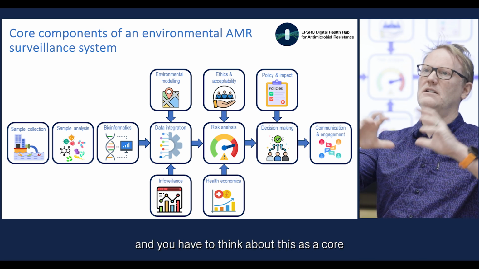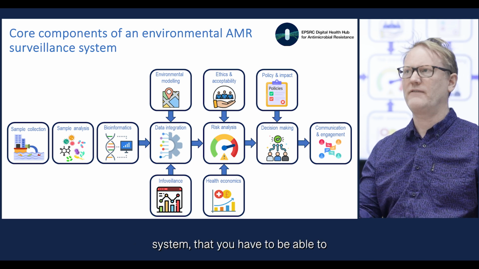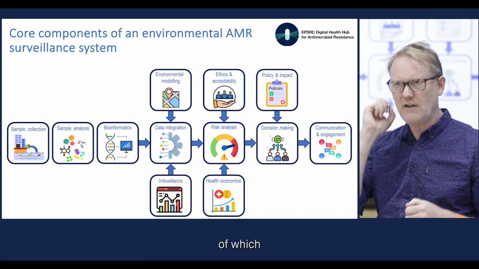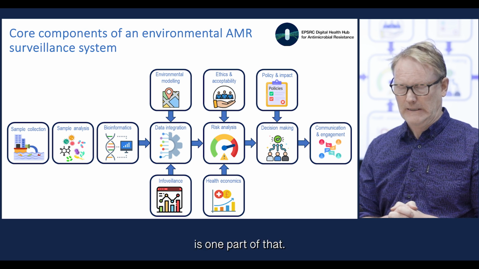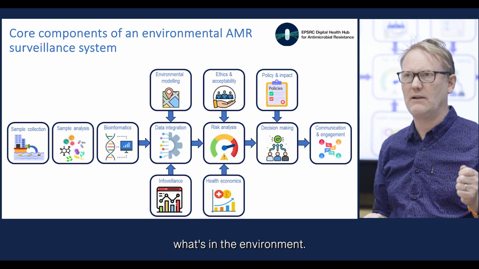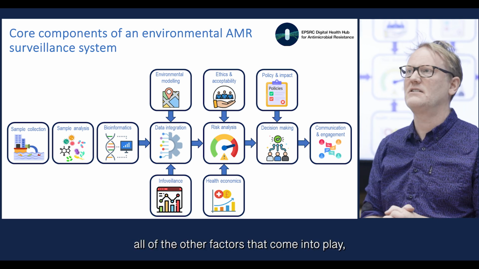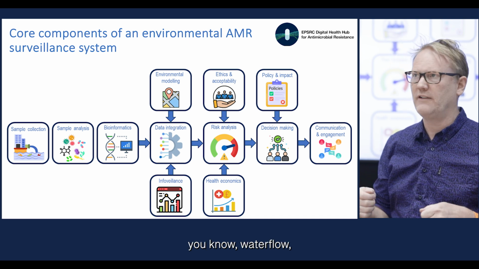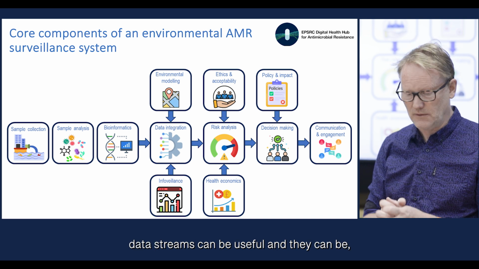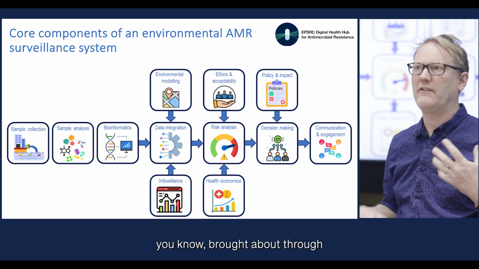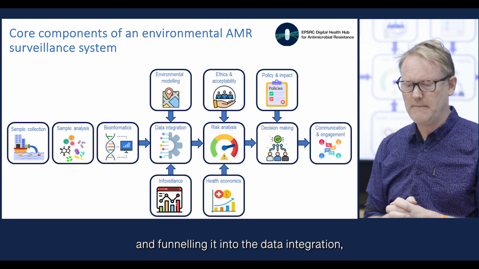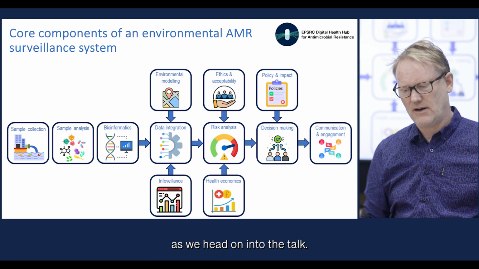And you have to think about this as a core system, where you have to look at all of the bits of the jigsaw if we're going to solve the problem, of which environmental surveillance is one part. So for a start, we have to think about the data integration, which sits in the middle of here. It's not just about understanding what's in the environment, it's understanding all of the other factors that come into play. Water flow, contact, people's movement, animal movements, all of these other data streams can be useful. They can be brought about through what we call infovalence, taking lots of different information streams in and funneling it into the data integration. And also environmental modelling. Have a look at that as we head on into the talk.